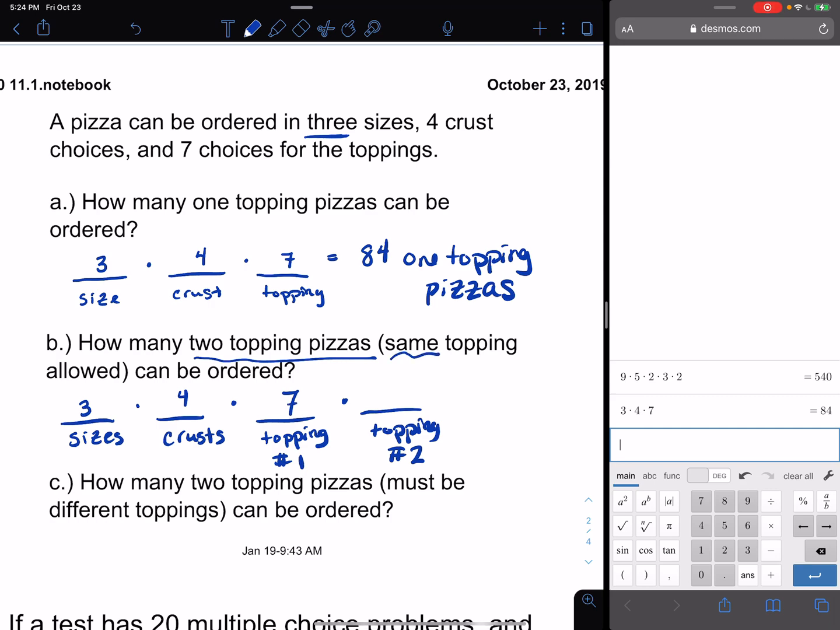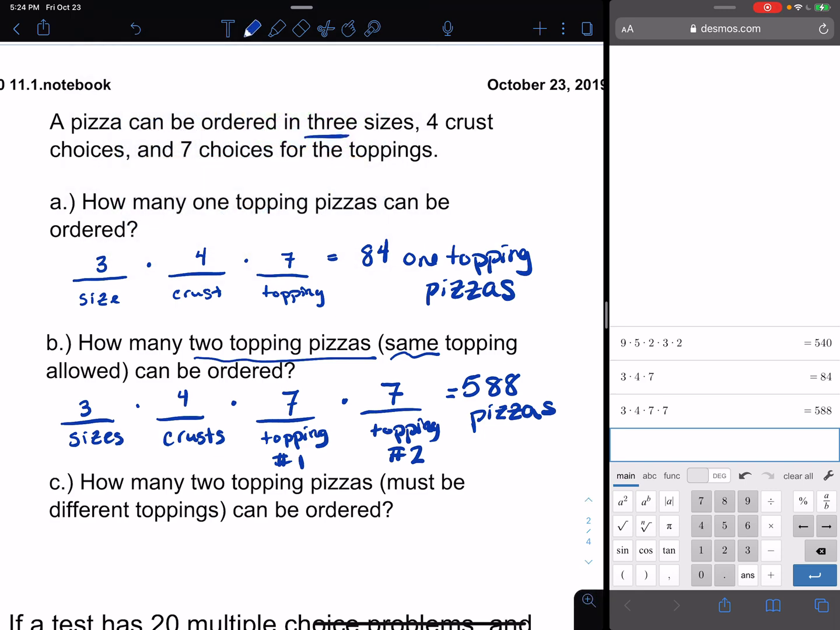And then they told me that I can order the same topping. So if I order pepperoni as my first topping, I could say I want double pepperoni, right? I want to order it for my second topping as well. So I still have all 7 options there. So I'm going to do 3 times 4 times 7 times 7. That tells me that there's 588 2-topping pizzas that we could order here, as long as that same topping is allowed.